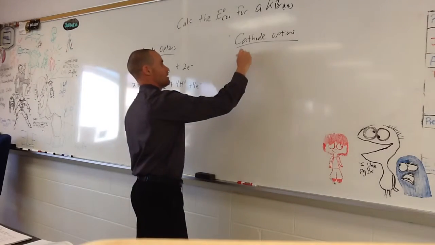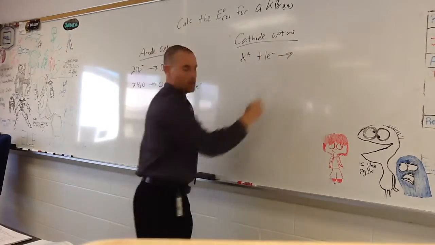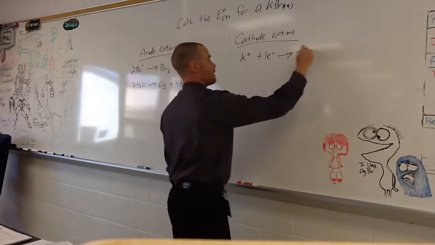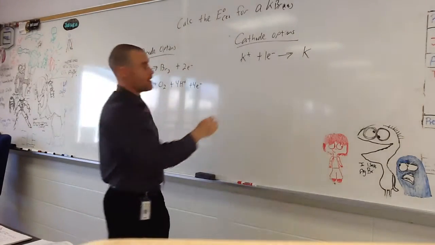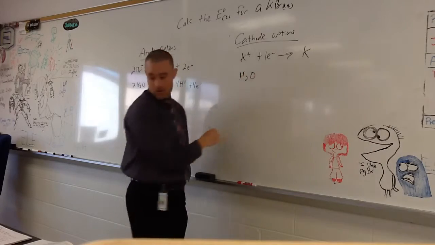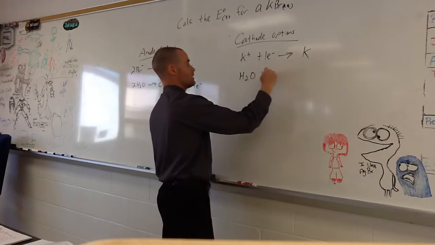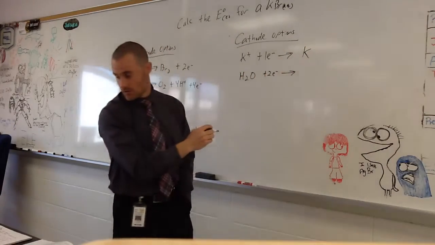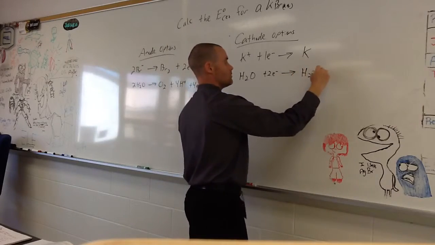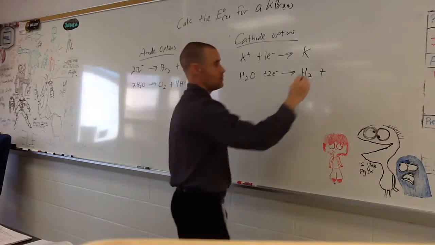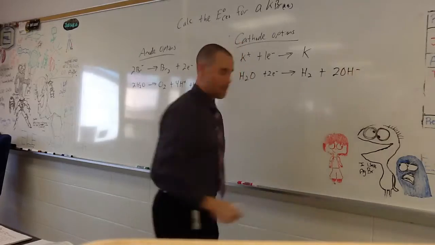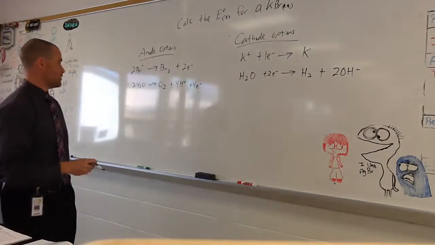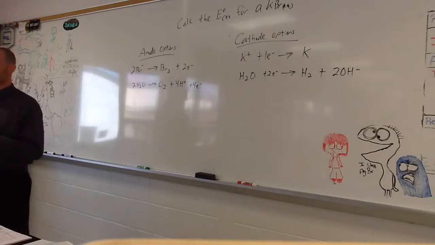Cathode options: K plus 1 electron yields K, and then H2O plus 2 electrons yields H2 plus 2OH minus. Okay. Now all we have to do is look these up. I got these off of the reduction sheet.